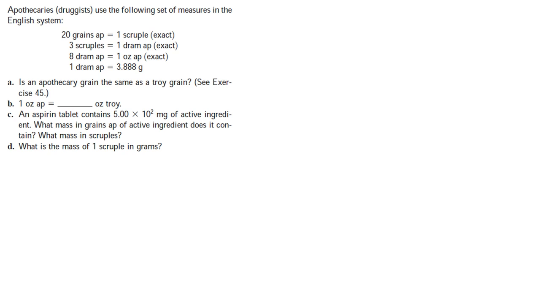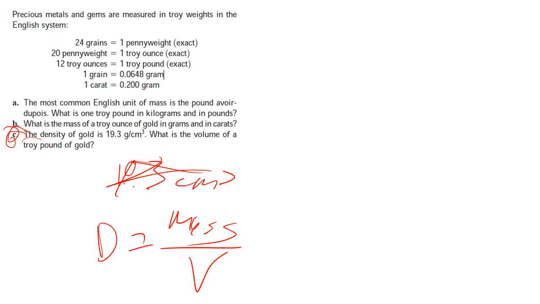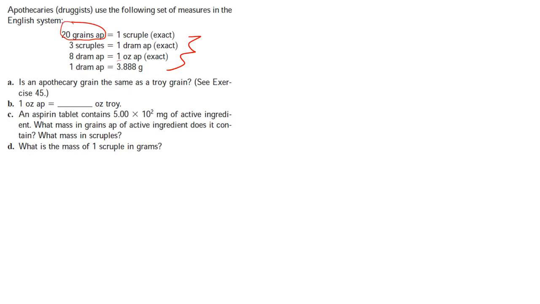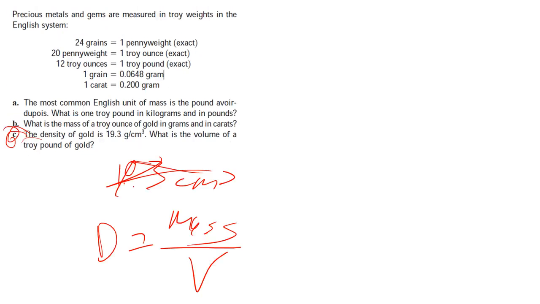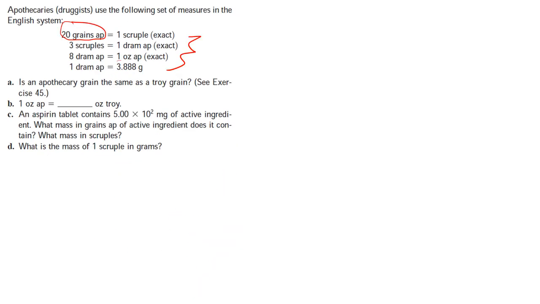Apothecaries use the following set of measures in the English system. And here are the measurements. Is an apothecary grain the same as a troy grain? We've got to figure out. So, the AP grain. 20 grains AP. They want to see if an apothecary grain is the same as a troy grain. So look at this, this is a troy grain. How much is a troy grain? We need to compare. What are common units between these two problems? Well, the only common unit we see is grain.